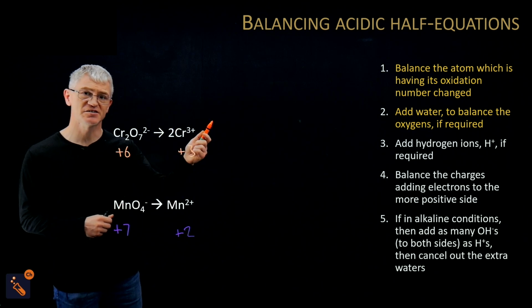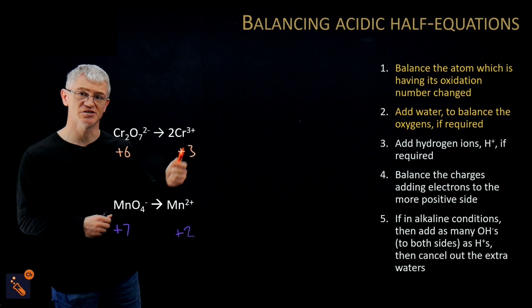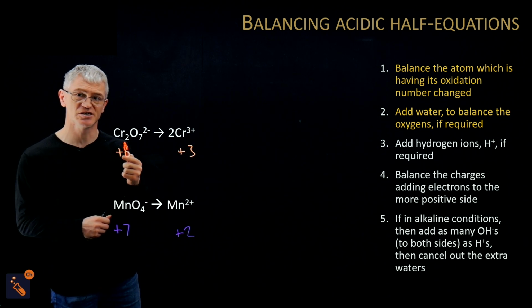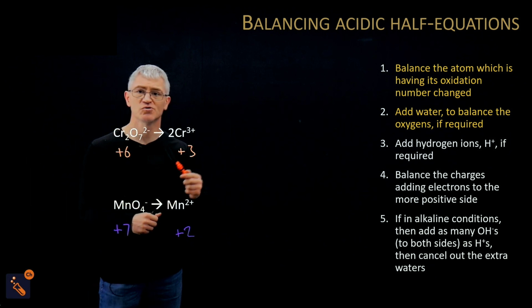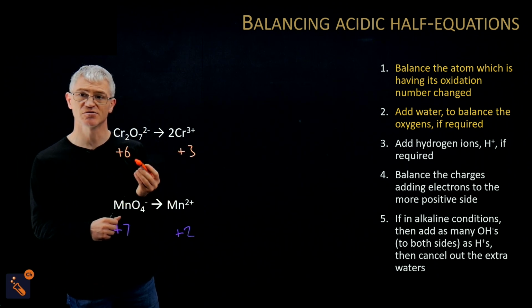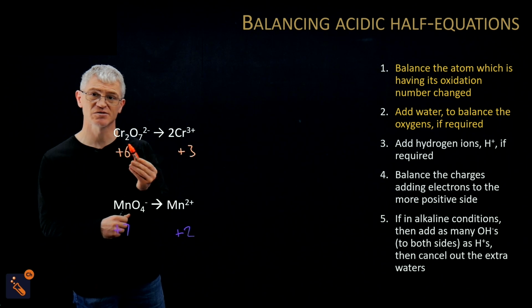Okay, balance the atom which is having its oxidation number changed. Well, the atom that's having its oxidation number changed is the chromium, and it's already balanced in that equation. And the oxidation number is being changed for the manganate, which is already balanced. Okay, add water to balance the oxygens if required.